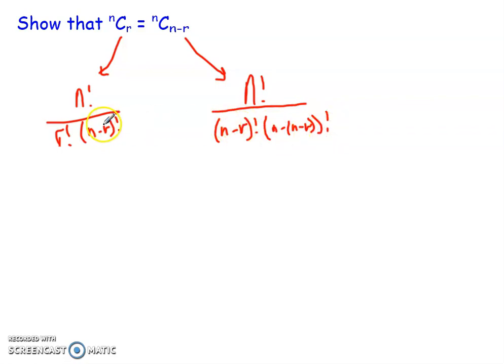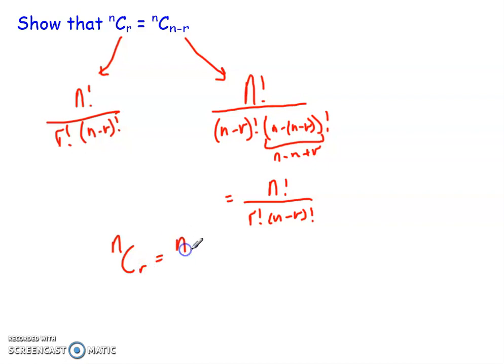Now the (n minus r) factorial is the same. It's this bit here I've got to muck about with. So if I do that, inside the bracket I get n minus n plus r. So lo and behold, that then equals n factorial over, this bit here is quite simply, r factorial times (n minus r) factorial. Excellent. So we've shown what it wants. nCr equals nC(n minus r).